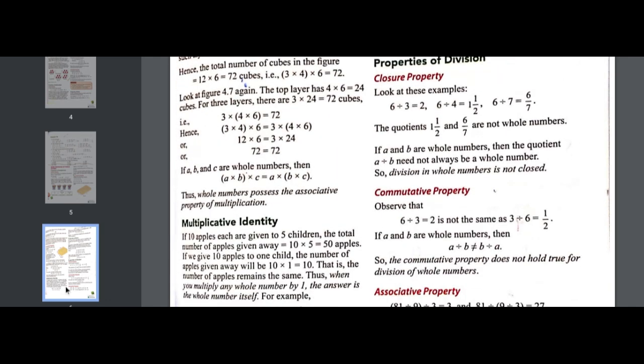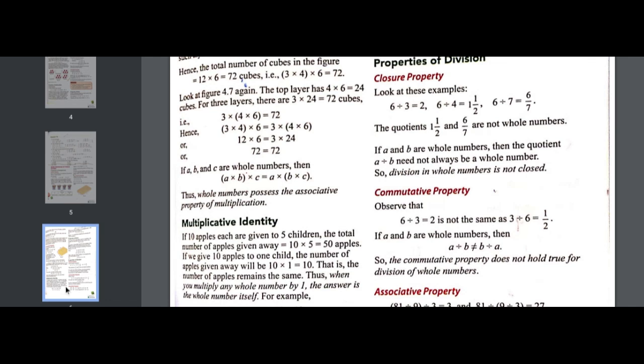And the property of division. The property of division says the closure property. Look at these examples. 6 divided by 3: dividing whole numbers, the answer will be a whole number, same as for the closure property. 6 divided by 3 is 2. 6 divided by 4 gives one and a half. 6 divided by 7, the quotient is a fraction. So for closure property in subtraction, is it false?